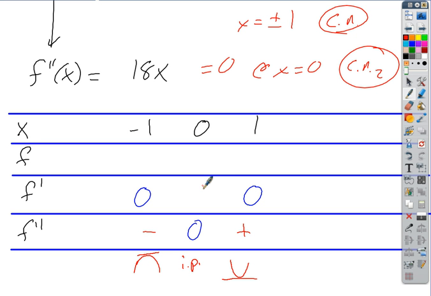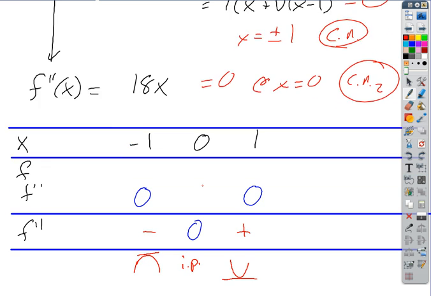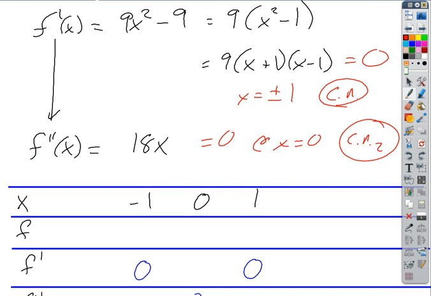We need to sketch it, right. Okay, there are no vertical asymptotes, right? No horizontal asymptotes because it's not a rational function. So now we could just sketch it.